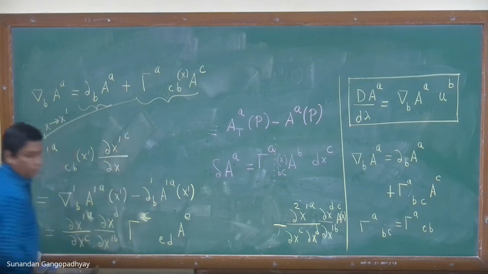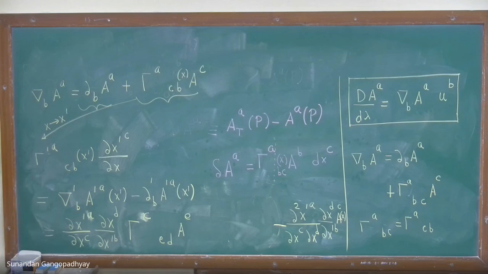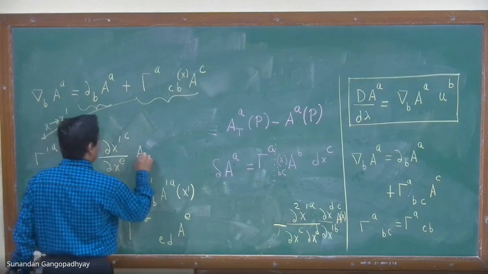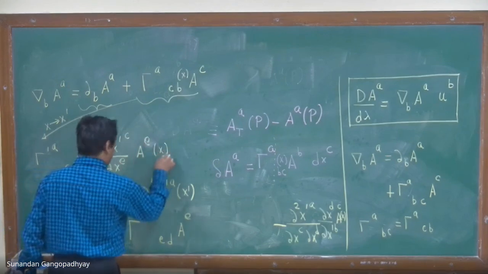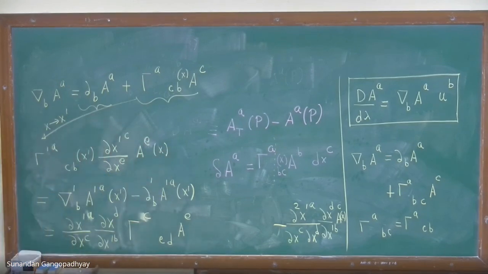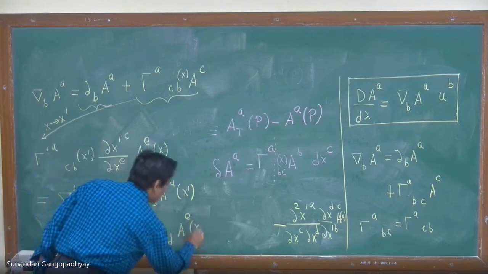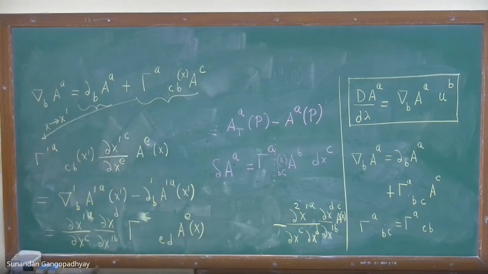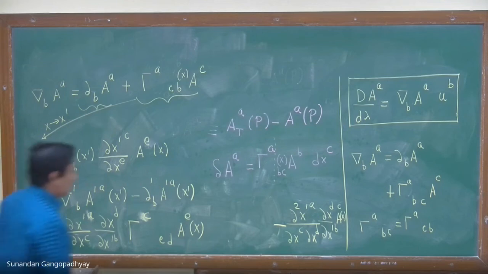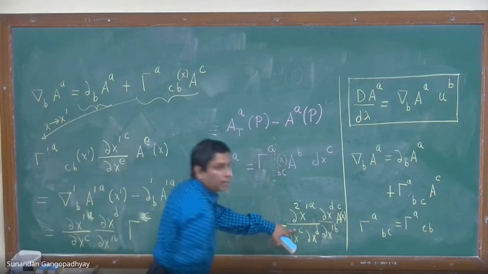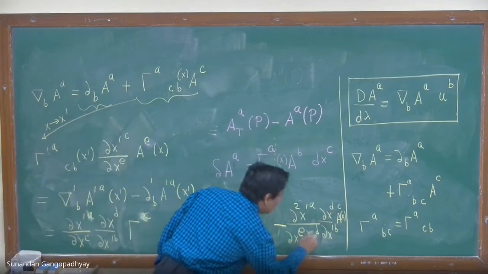Let me again see what index I have used. I've used E, del x E, A E of x, and this is also A E of x. This C is a dummy index, so you can make this E.